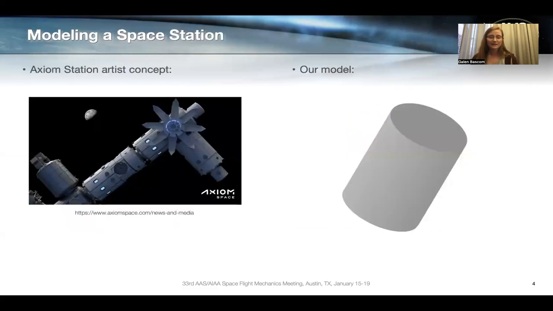So for our space station, these things can be pretty complicated as well. There could be moving parts to the space station itself. We're using a single rigid body that we're modeling as a cylinder with a non-zero initial angular velocity. So it's totally possible to set these up in the simulation framework that we use to have multiple bodies, just more complicated.